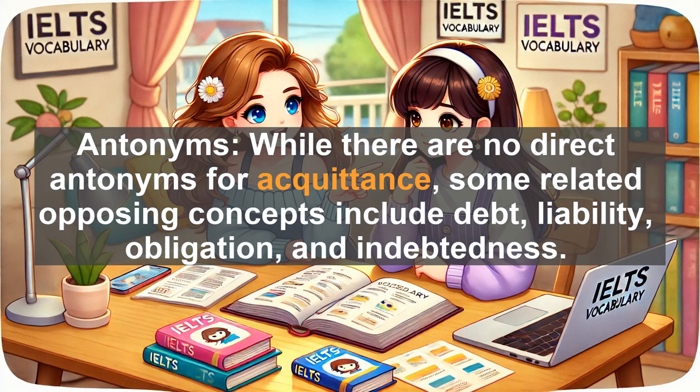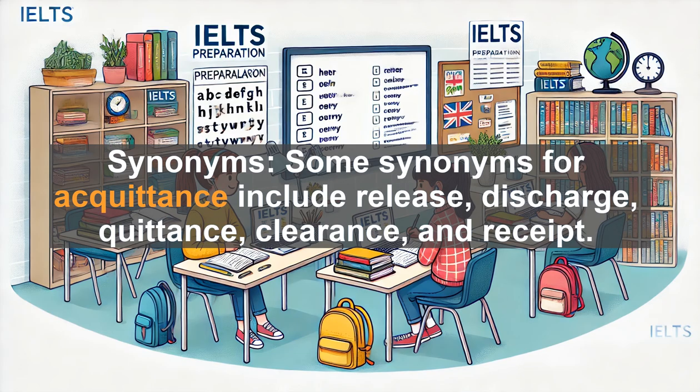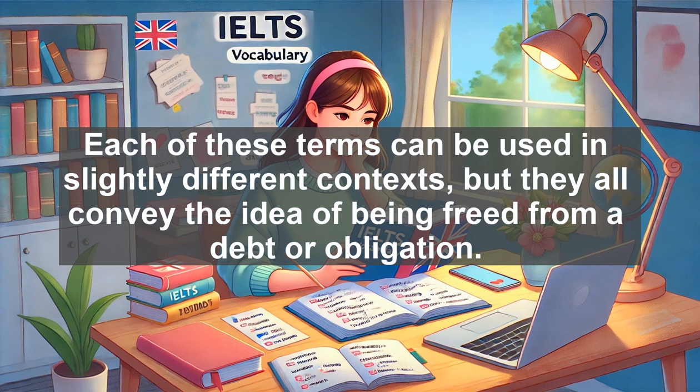Antonyms. While there are no direct antonyms for acquittance, some related opposing concepts include debt, liability, obligation, and indebtedness. Synonyms. Some synonyms for acquittance include release, discharge, quittance, clearance, and receipt. Each of these terms can be used in slightly different contexts, but they all convey the idea of being freed from a debt or obligation.